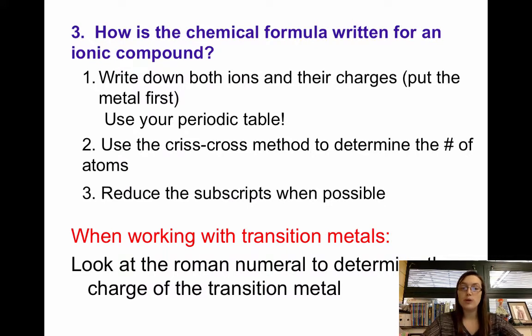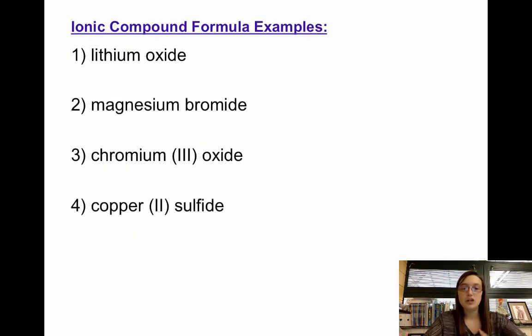And so the Roman numerals actually tell us what the charge is. So now we're going to look at some examples. We're going to start with lithium oxide. If we look at our periodic table, the symbol for lithium is Li, and it's in group 1, so it forms a +1 ion, because lithium has 1 valence electron.